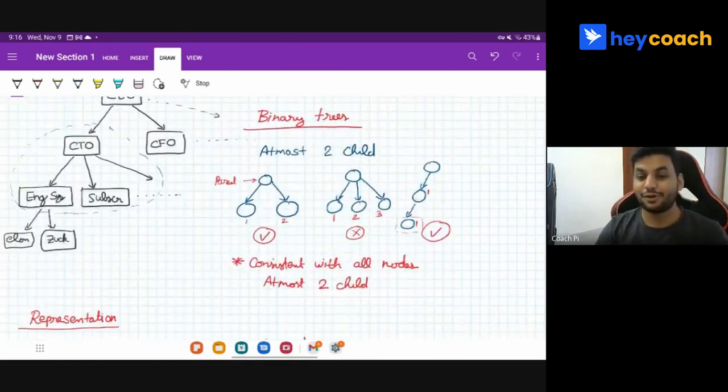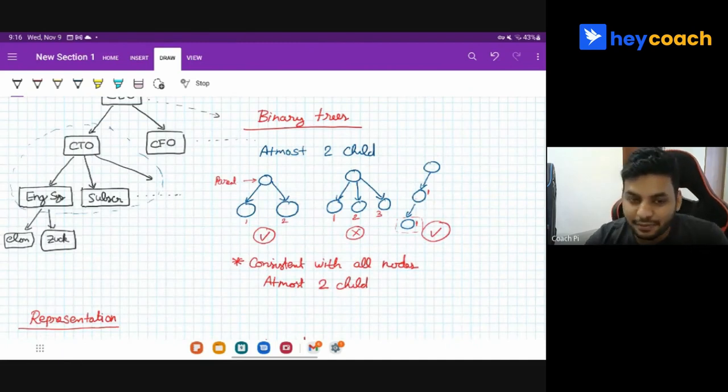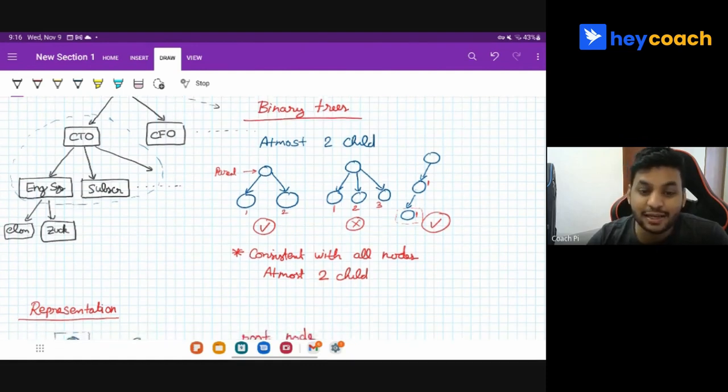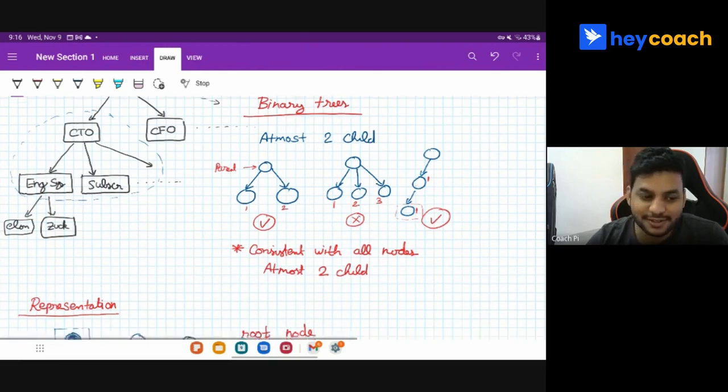And then we discussed what is a binary tree. So a binary tree has at most two children. Any node can have at most two children, and all nodes have to be consistent with this property. Then only it's a binary tree. Otherwise, it's not a binary tree for us.